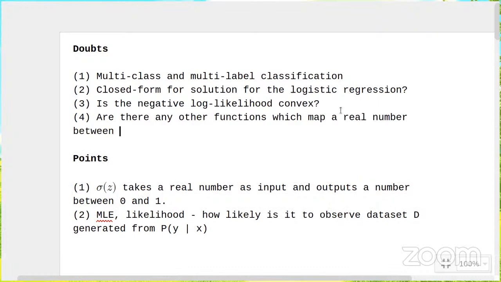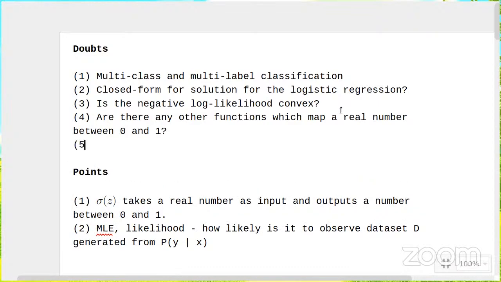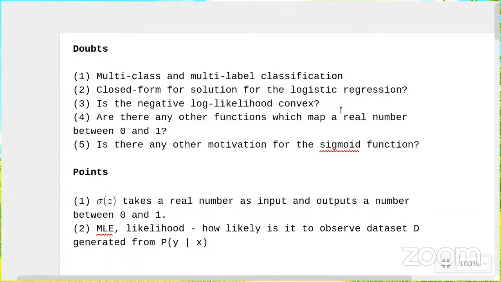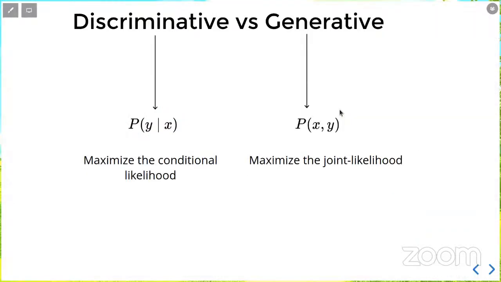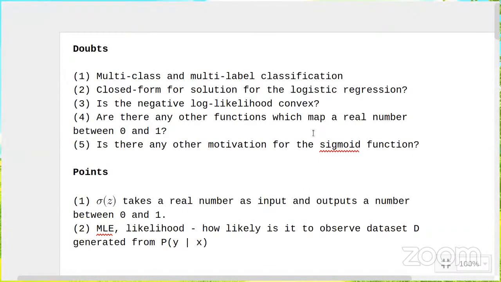So between 0 and 1. Is there... actually there is. We can provide a probabilistic interpretation for why we use sigmoid, which we will come to in week 7. In fact, there is a probabilistic interpretation for linear regression also.